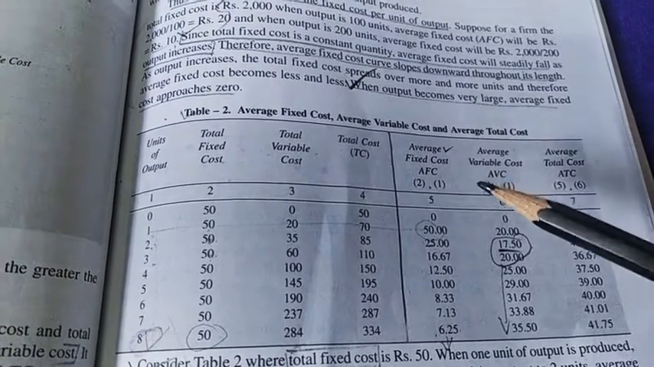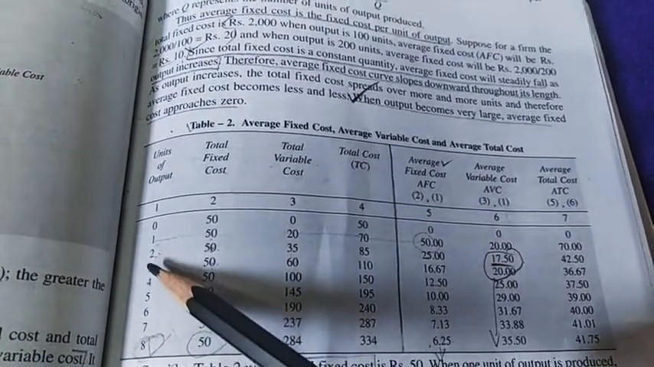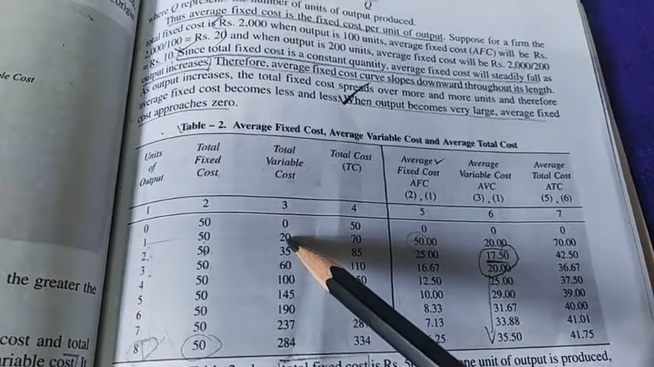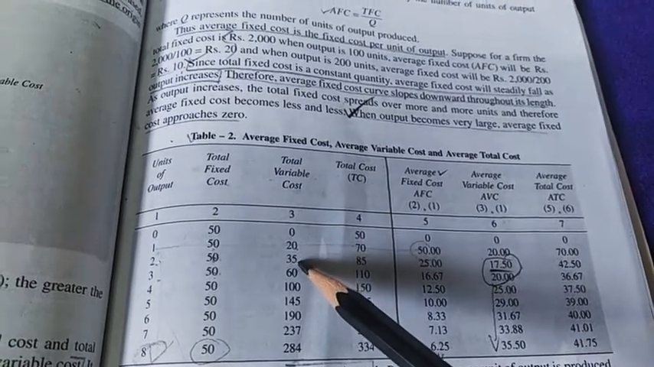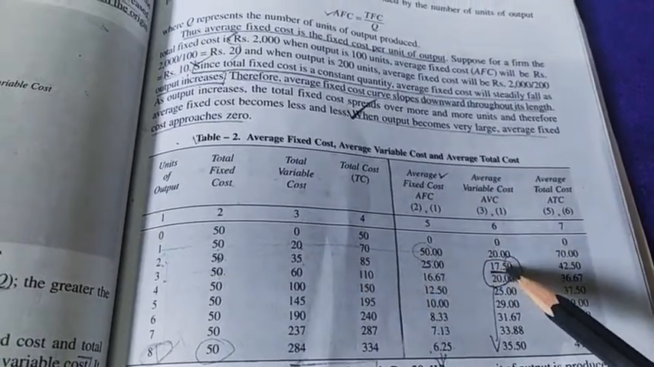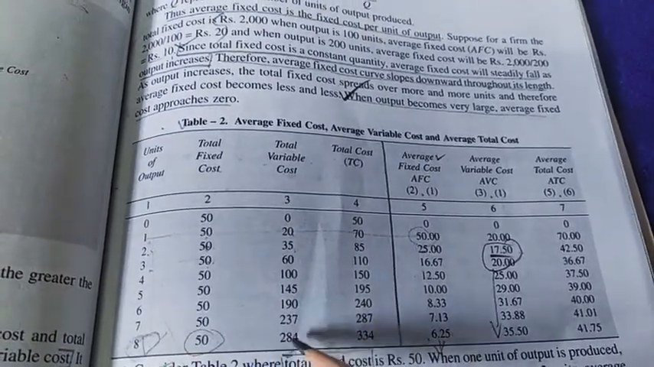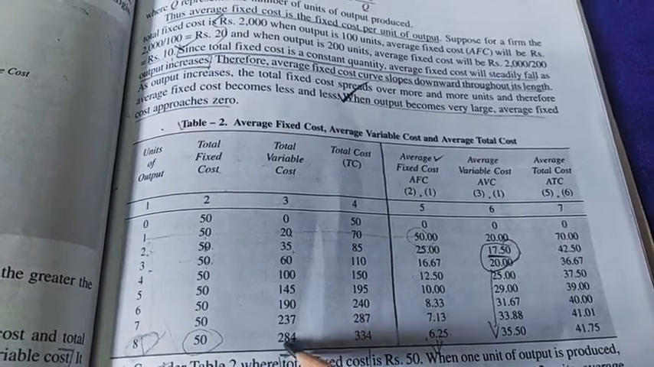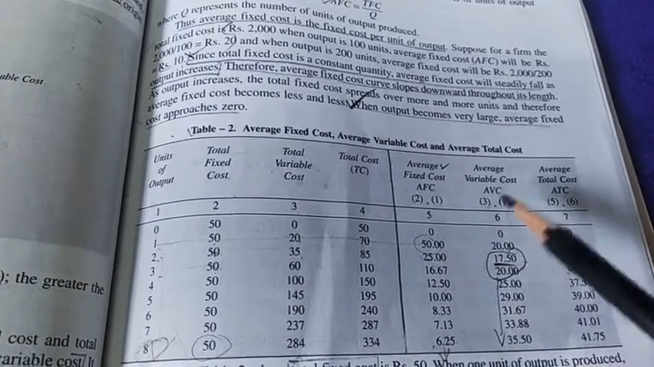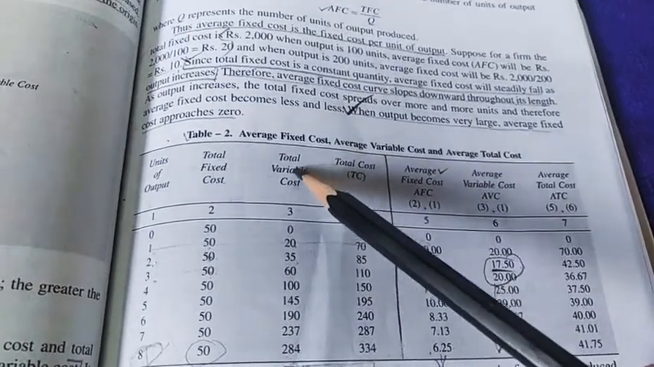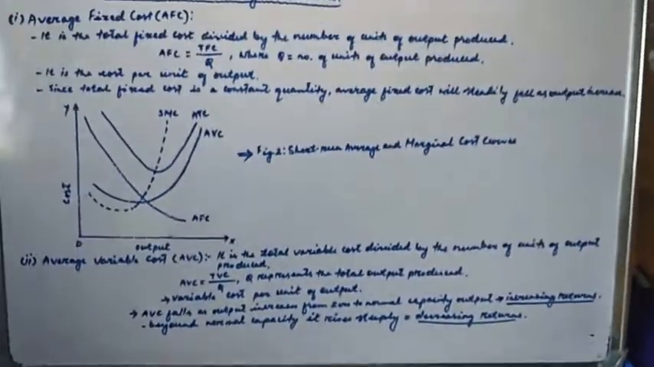And how do you get average variable cost? You divide the total variable cost by the number of units produced. At first 20 divided by 1 is 20, and the next is 35 divided by 2, which is 17.50. At output level 8, since total variable cost also changes, you divide 284 by 8, and what you get is 35.50. So that is how you obtain average variable cost. You divide the total variable cost by the number of units produced. So that is average variable cost.